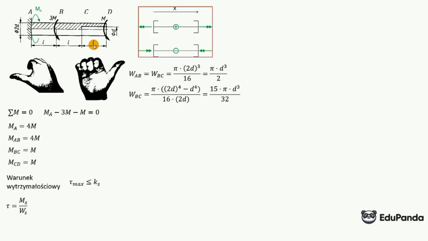So let's do that. Shear stresses on interval AB, we take the twisting moment over the index, pi d cubed over 2. The 2 from the denominator moves to the numerator of the entire fraction. We have 8m over pi d cubed.